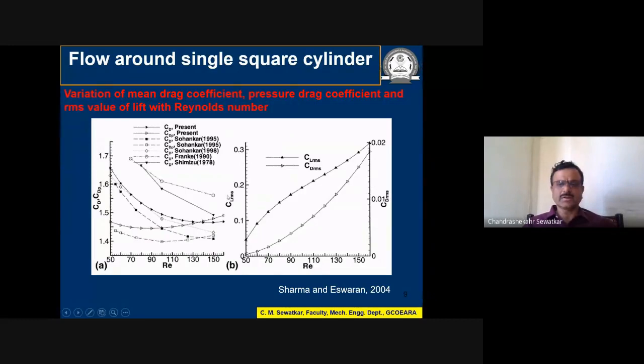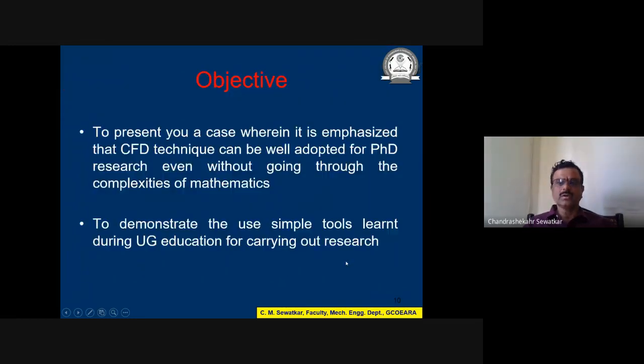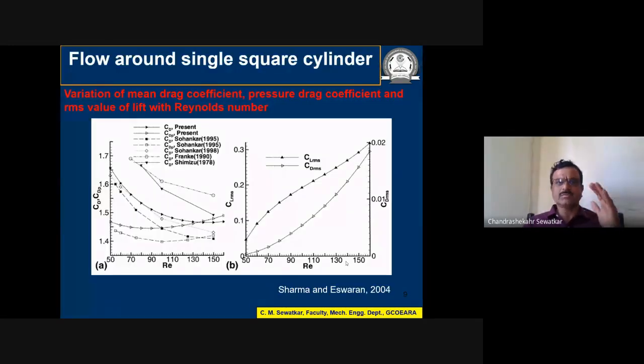Here, the results are provided for lift coefficient in terms of its RMS value. You can see the RMS value of the lift coefficient also goes on increasing with Reynolds number. So that's something about flow around a single square cylinder. Our objective is to go through flow around multiple square bodies. But I will come to that.